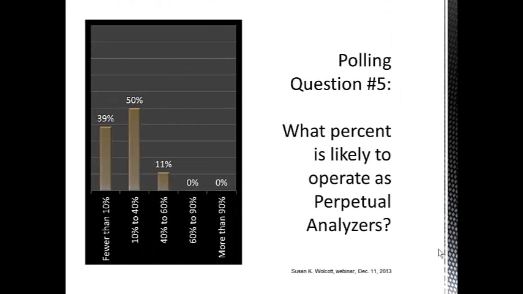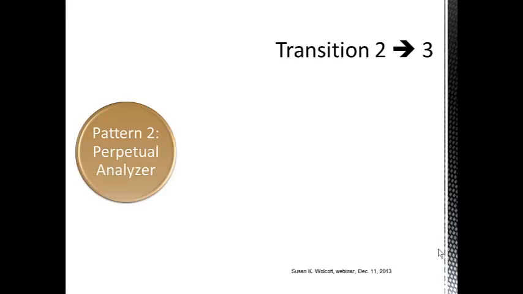I'm now showing you the results of the poll. The distribution has shifted dramatically to the left, which, again, is consistent with the higher education research. In other words, we don't see as many people operating at this stage as we do at the earlier ones. So now let's look at the transition from perpetual analyzer to pattern 3, which I call the pragmatic performer.